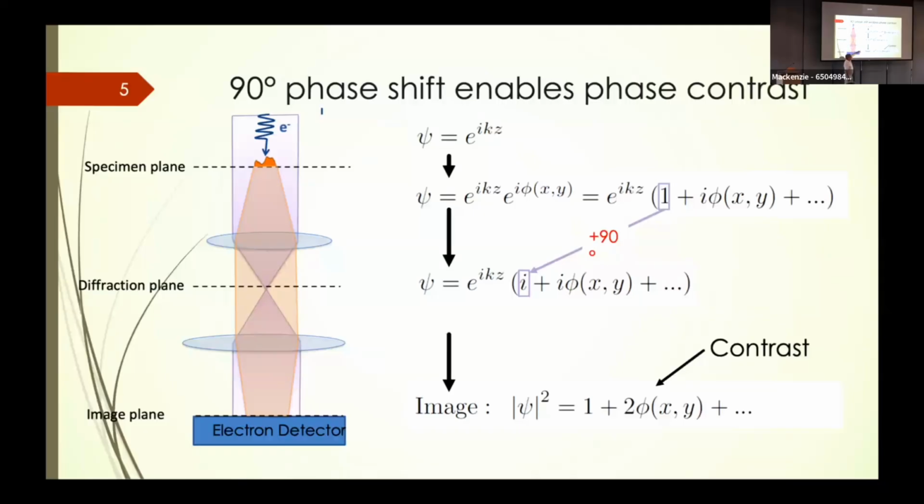So if I have a phase shifter that could phase shift only this undiffracted part, leaving the rest alone, then I would generate phase contrast. That was invented by Fritz Zernike in the 1930s or 40s, and in biological optical microscopy, this is a method that is used so often that people don't talk about it anymore. So why is it so hard in electron microscopy?